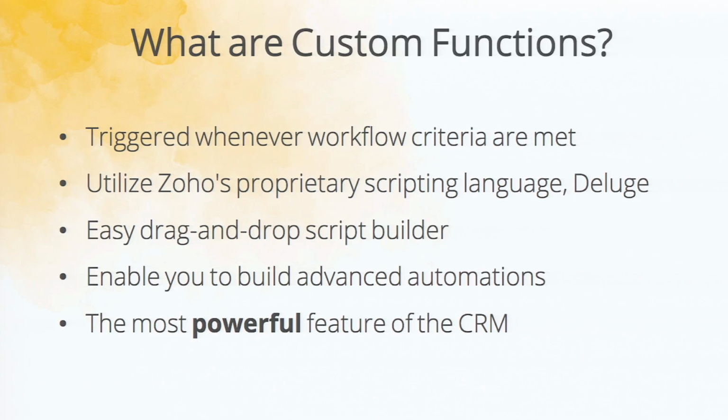Okay, so custom functions are triggered whenever workflow criteria are met. Samir talked about how when something is triggered in the CRM to trigger a workflow, you can either have an email sent, you can create a task, or you can update a field. But those are three pretty basic things. What if you want to do something more? What if you just want to create an event? Maybe we want to create a potential, which we'll do in a bit. Maybe we want to send information to a third-party software. Whatever we want to do, it happens with the custom function.